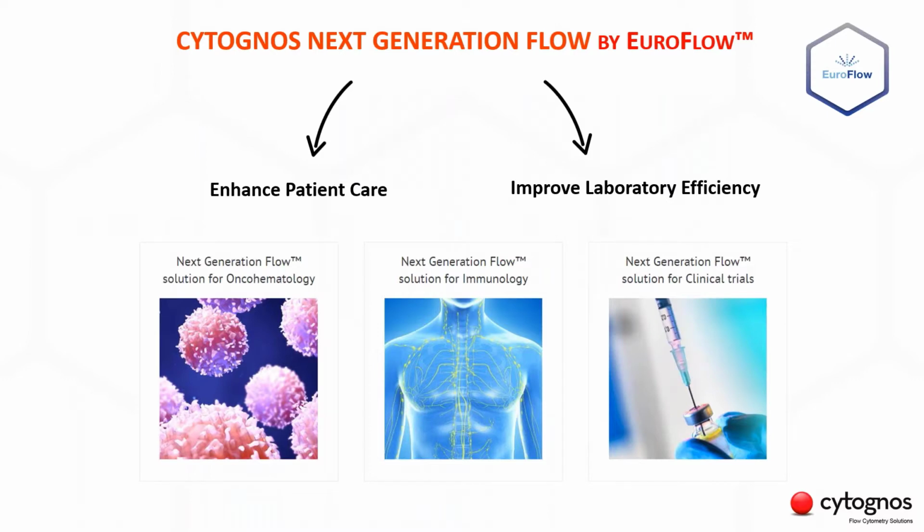Let me just show a quick reminder about who we are and what we offer. Cytognos is a biotech company in the flow cytometry field over the last 25 years, and we are based on the EuroFlow investigation. Specifically, we are providing solutions in oncohematology, but also in the clinical immunology field, and in addition for clinical trial performance. In this presentation, we are going to present a solution that is applicable and useful in these three areas.